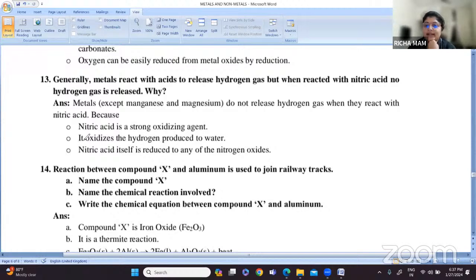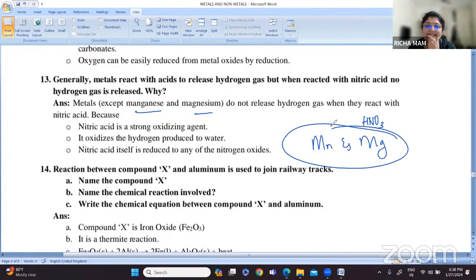But when they react with nitric acid, HNO3, they do not release hydrogen gas. What is the reason? With other acids like HCl, hydrochloric acid, they will release hydrogen gas. But with nitric acid, they do not produce hydrogen gas, except the metals magnesium and manganese, Mn and Mg. These will react with nitric acid and release hydrogen gas.